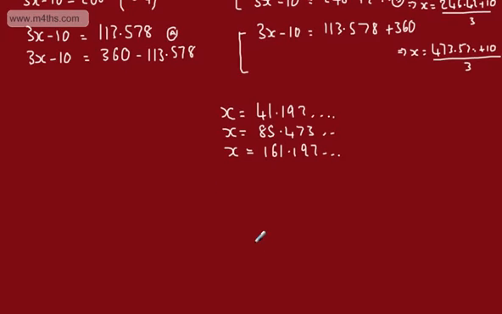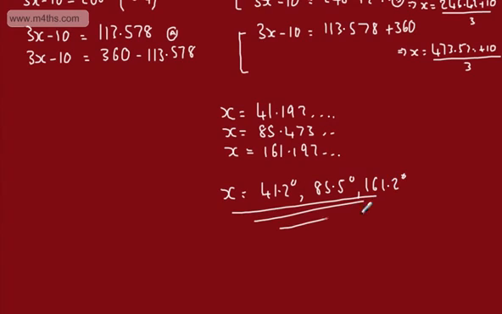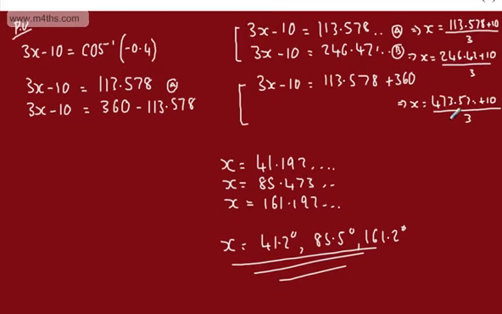I need to round them to one decimal place, so we can say x will be equal to 41.2 degrees, 85.5 degrees, and 161.2 degrees.